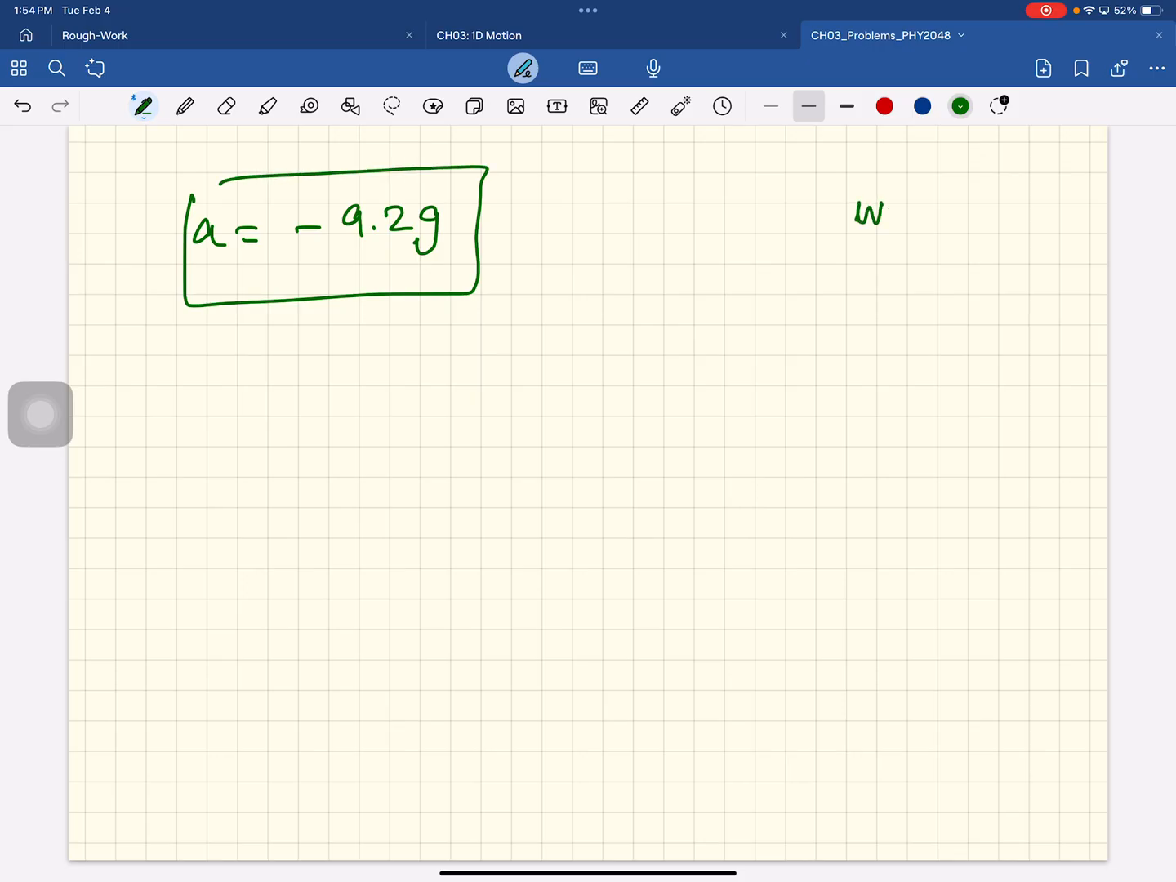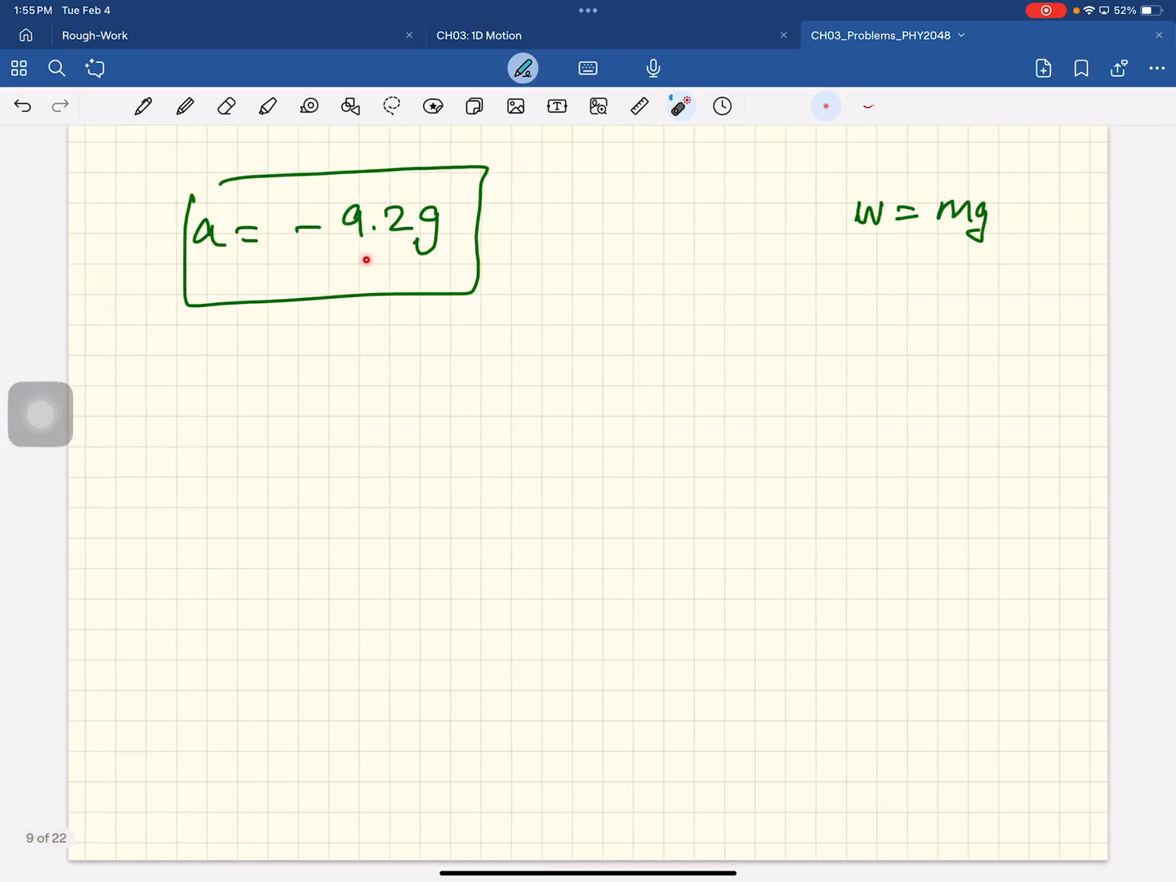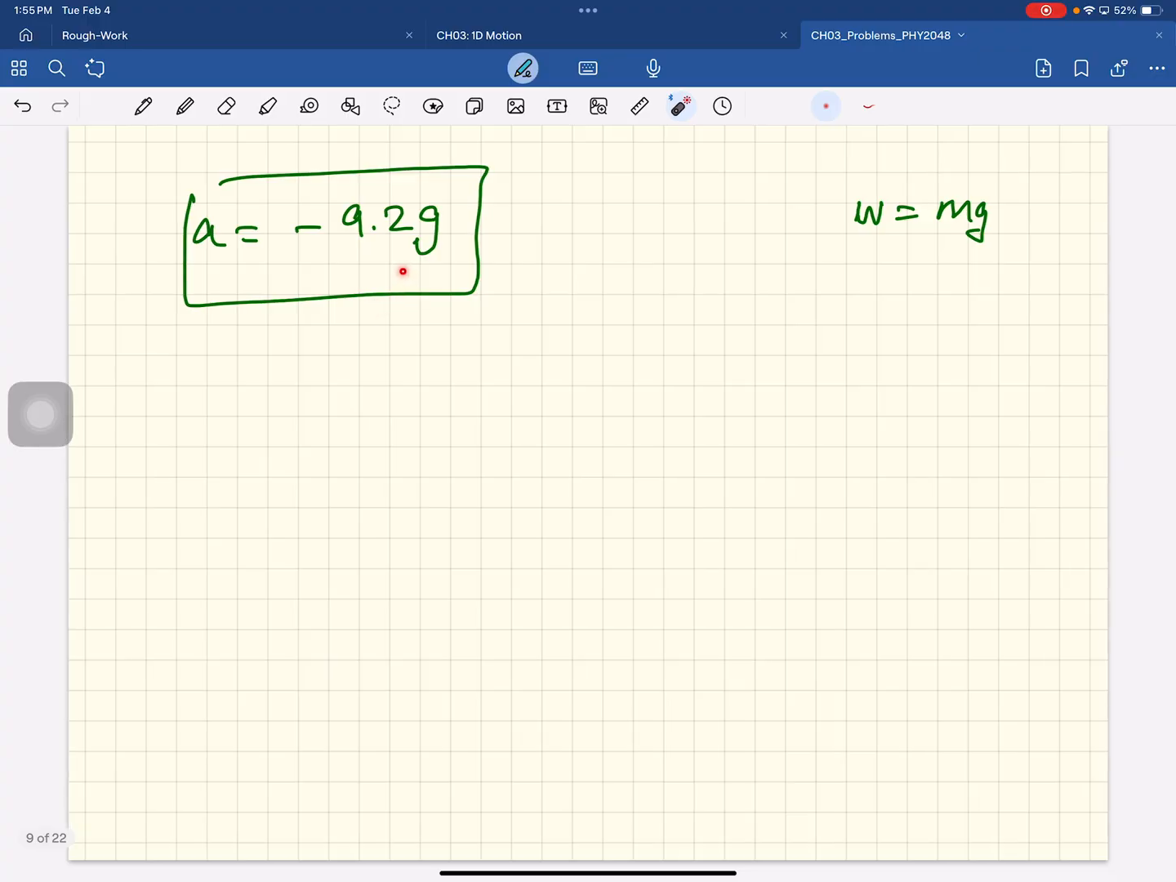Why did I write that? What's your weight? Your weight is mg. So the weight of the woodpecker's head is the mass of the head times g. So the stopping acceleration, the force that the tree exerted on the head to stop it, is about 10 times the weight of the head. That's what that means, and now that gives you a better perspective.